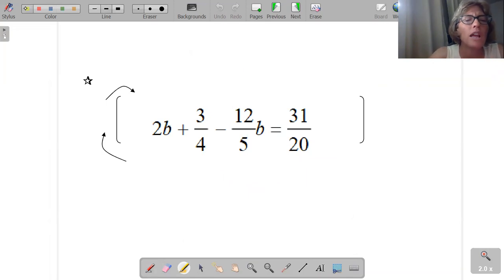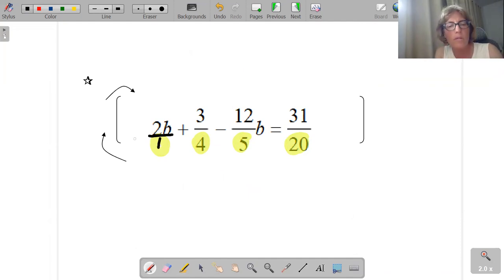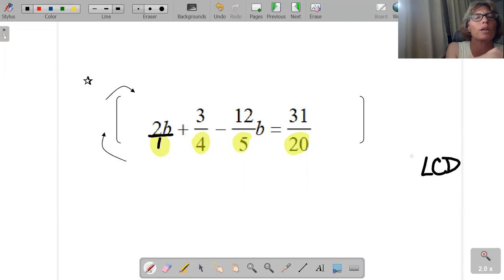First off, you analyze the denominators. Technically, there's a 1 there. So we have a 1, a 4, a 5, and a 20. You're looking for the LCD, the lowest common denominator. And the lowest common denominator of 1, 4, 5, and 20 is going to be 20. Ready? Arrow in, arrow out.